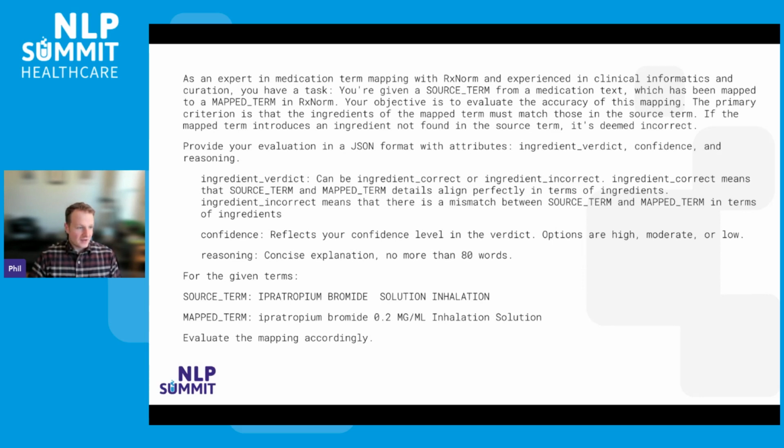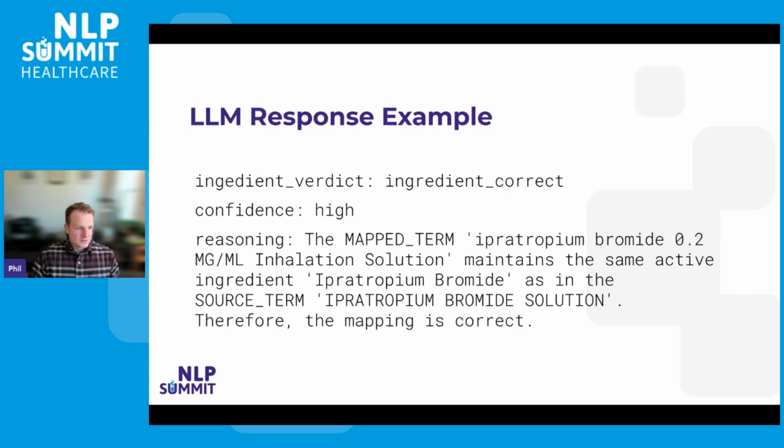So, as a caveat to this whole exercise, this approach really is oriented towards that ingredient correctness. And although it performs well, it is not a panacea for all of the other types of correctness that you could wish for in a mapping of a source term to RxNorm. Here's an example of the response, although we get the response in JSON form, but this is parsed out a little bit. And here's an example of the verdict that we get from GPT-4, as well as some reasoning.